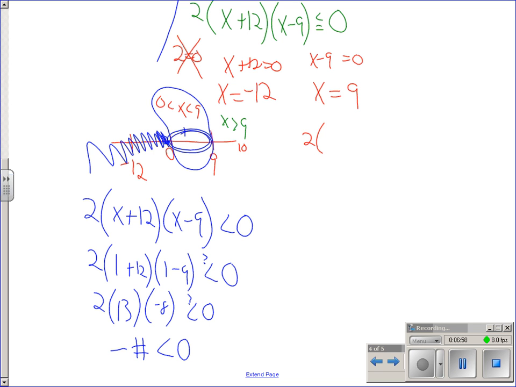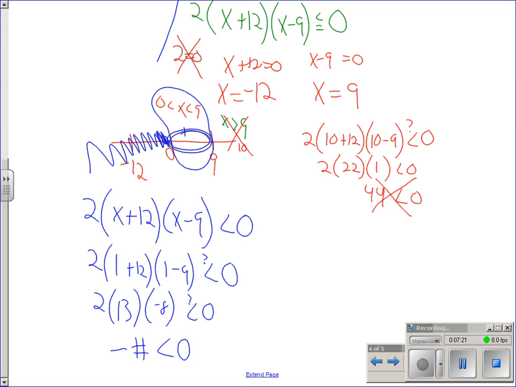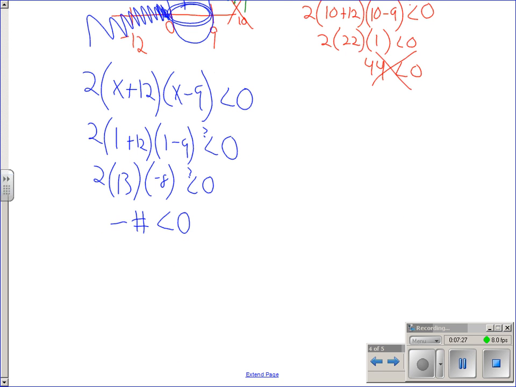So 2 times (10 plus 12) times (10 minus 9). Is that, question mark again, less than 0? 2 times 22 times 1. Is that less than 0? This is 44. Again, I'm fairly certain it's not less than 0. Because 10 didn't work, none of the x values greater than 9 are going to work. So what this is doing is giving us at least a portion of our answer: x values greater than 0 but less than 9.